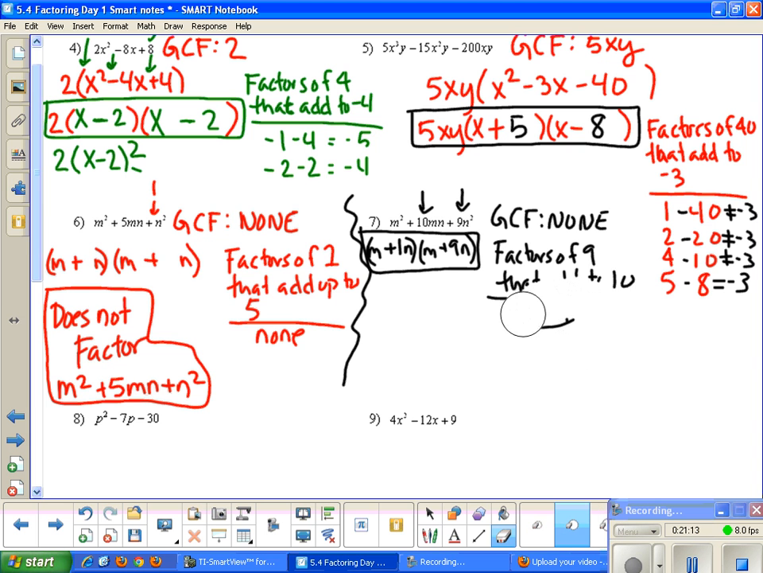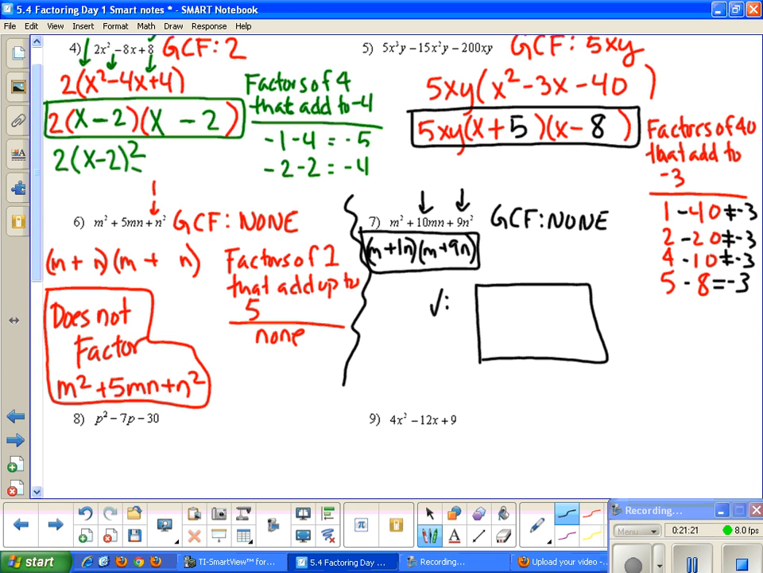So I'm going to erase these factors right here so I have some room. So when I check, I'm going to do the box method because I like that method. So m, and this would be plus n, and m plus 9n. M times m gives me m squared. M times n gives me mn. 9n times m gives me 9nm. And 9n times n gives me 9n squared.